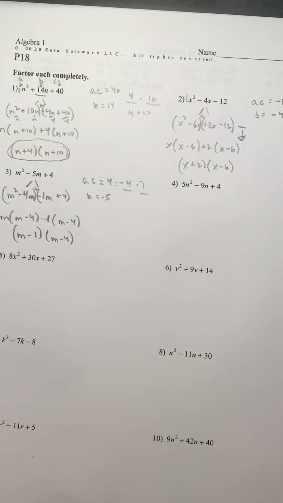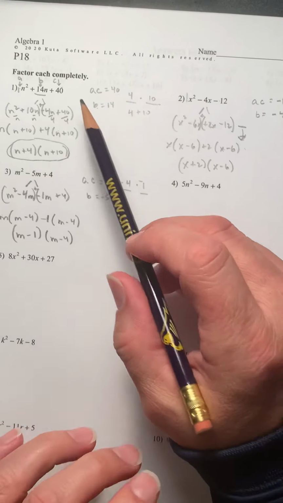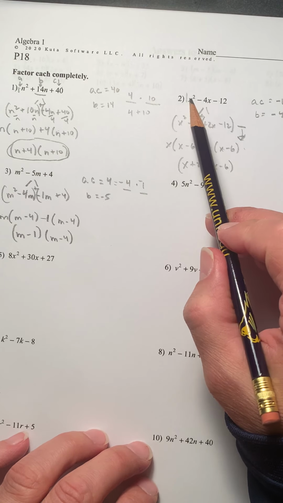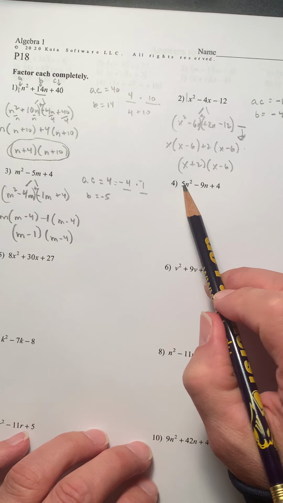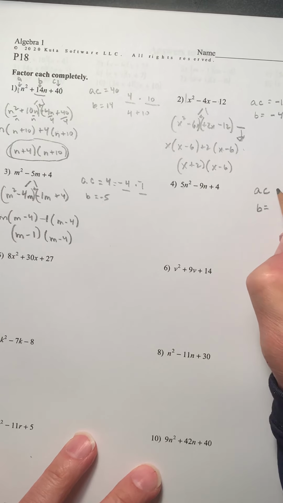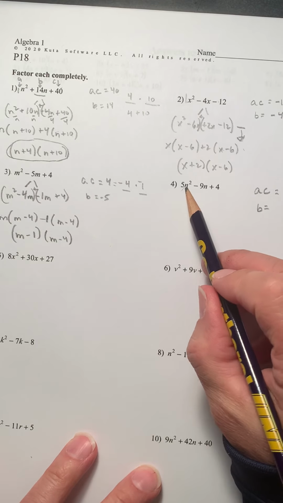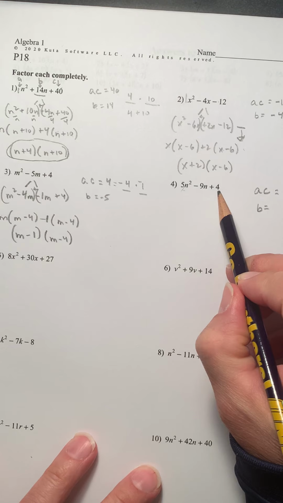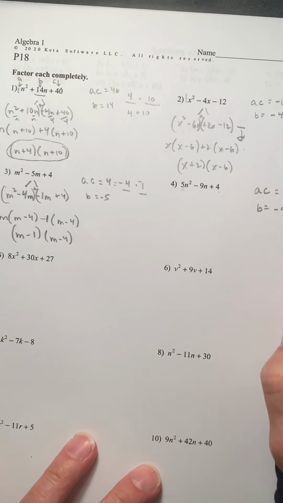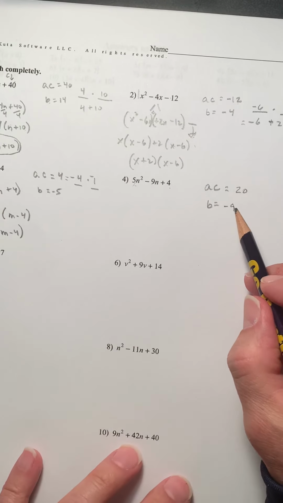All right, the reason I like this method is that, yeah, we could take a little bit of a shortcut with these guys when the number in front of the squared variable is a 1. But what happens when it's not a 1? That's why this method is awesome, because we do exactly the same process no matter if this is a 5 or a 1. We're going to take our a times our c value. 5 times the 4 is 20. The b value, -9. Two numbers that multiply to 20 that add to -9.